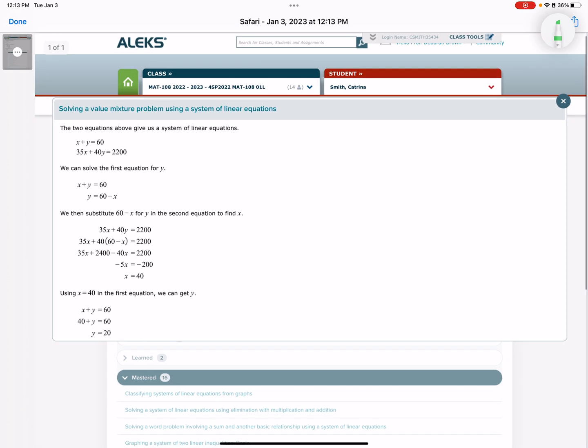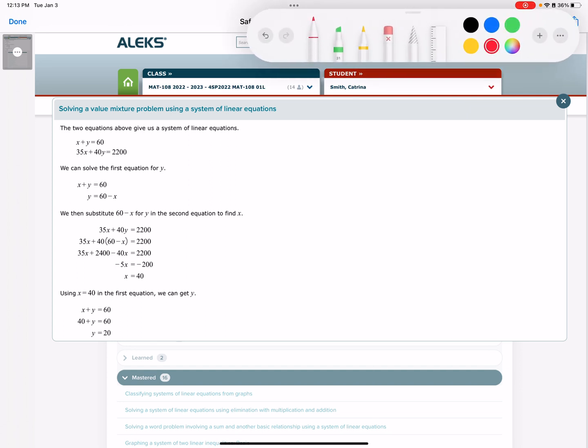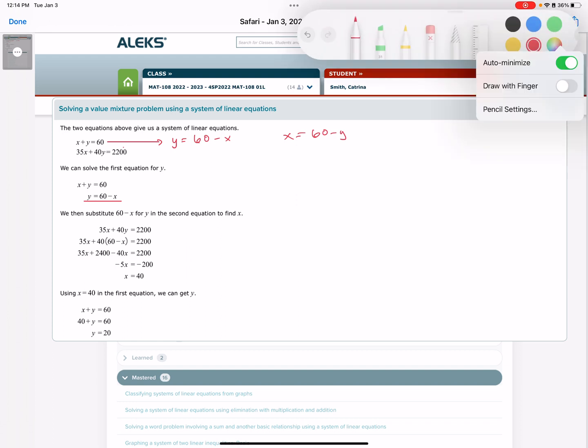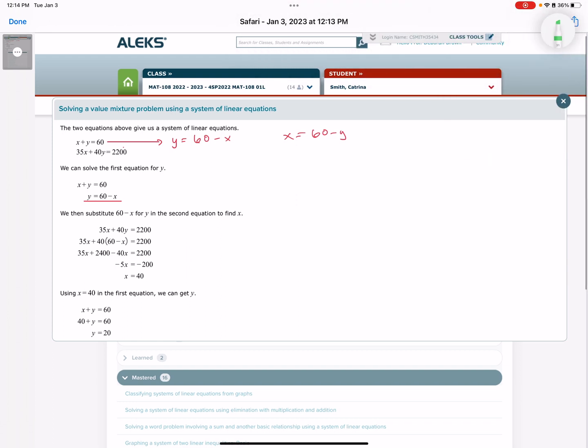So I have y is equal to 60 minus x, or x is equal to 60 minus y. That's the way the publisher did it, but it doesn't matter. It just determines where you plug it in. So I have 60 minus x, and I'm going to plug that right into y, just like we did here. Solve it out, and boom, we get x is equal to 40. Plug that back into the original equation, and you get y is equal to 20.